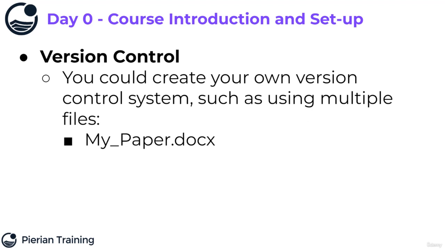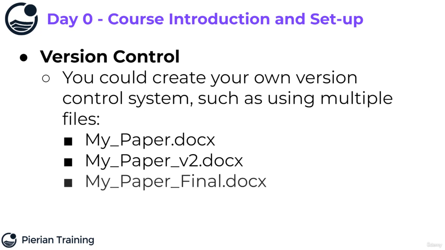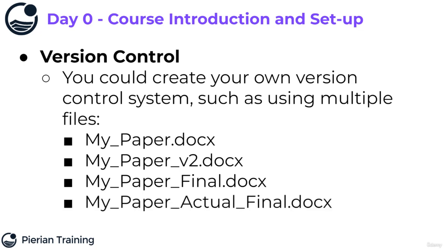Now you could actually create your own version control system. Maybe you've already done this in the past, such as using multiple files. I remember back in my college days, I would create a paper.docx file, and then if I had some changes to it, I'd create my paper version 2. And then maybe I added a couple more changes and had my final version. But then sometimes the professor comes back and asks you for another change, and now you have something like my paper, actual, final, etc. So clearly, this is starting to become a bit of a mess.